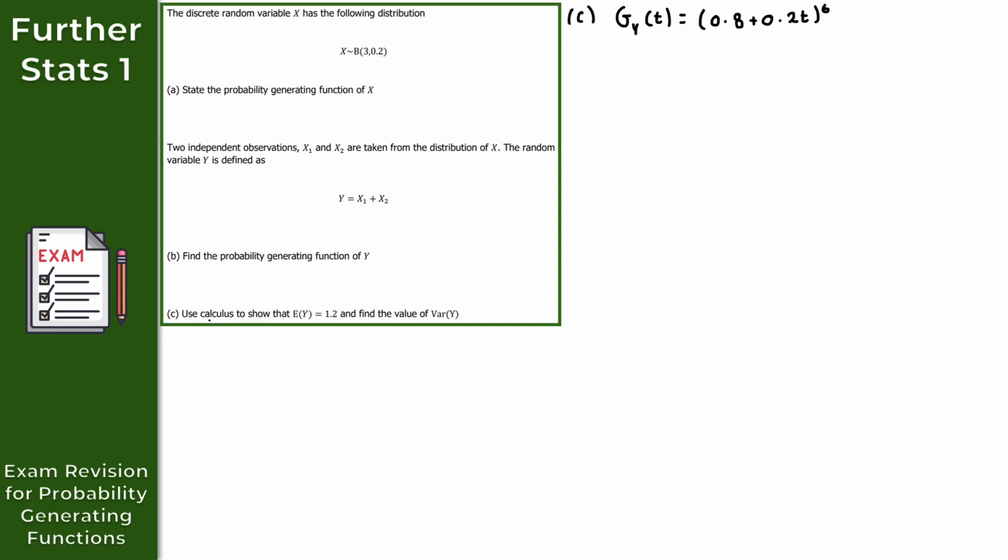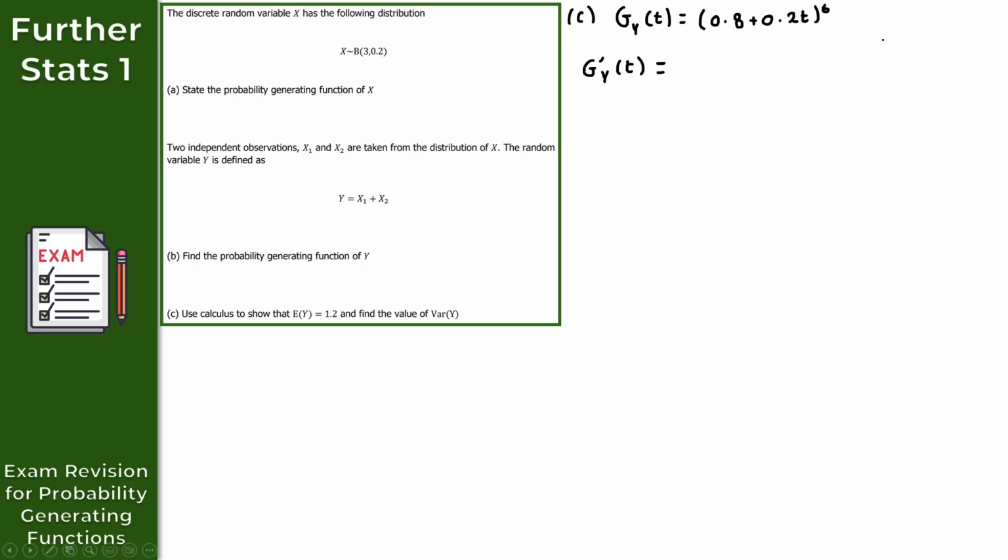Now, as you can see, this part of the question does say use calculus. You should be aware, if we want the mean, the expectation, and the variance, we do need to differentiate our PGF, okay? So I need to differentiate g of y in terms of t. So I need g prime of y in terms of t. This is the first derivative of our PGF for y in terms of t.